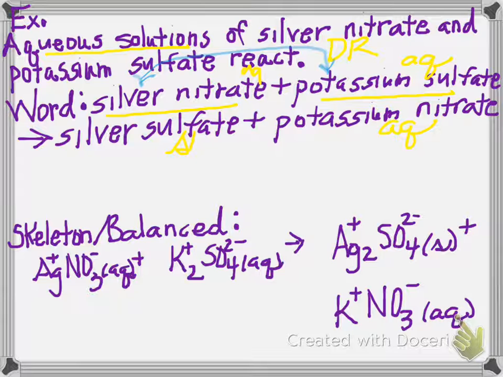So I have my skeleton equation. Now I'm ready to balance it. 1 silver, 2 silvers. I need a coefficient of 2 in front of silver nitrate. 2 nitrates, 1 nitrate. I need a coefficient of 2 in front of potassium nitrate. 2 potassiums, 2 potassiums, 1 sulfate, 1 sulfate. This is now a balanced chemical equation.